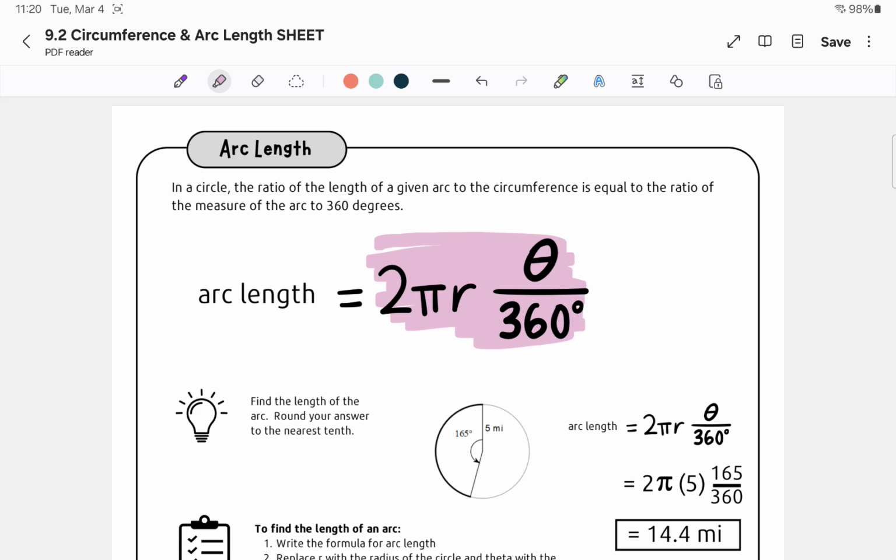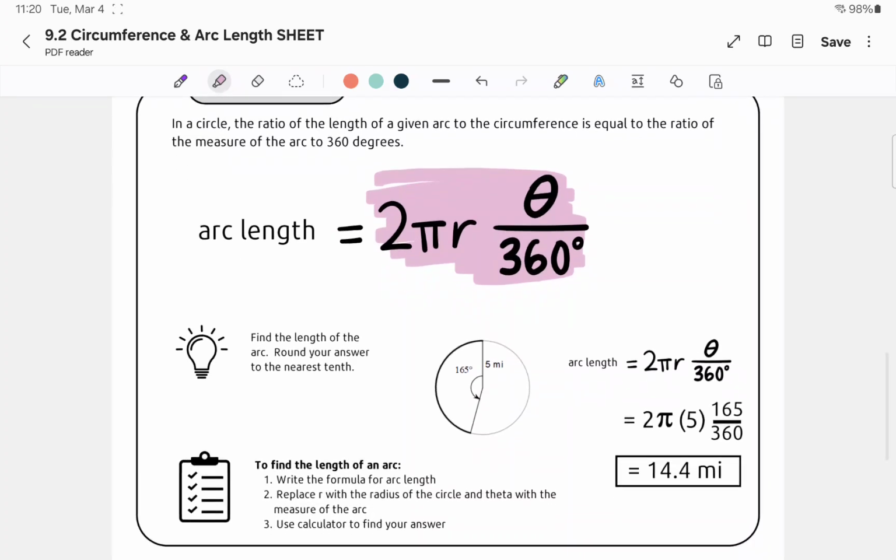When they're going to give us a question about arc, they're going to give us part of the circle, like the theta, the angle. So if it's, let's say, 120 degrees, right? That's a third of the circle. So we're taking the circumference times 1/3. That's where we're getting this formula from, okay?